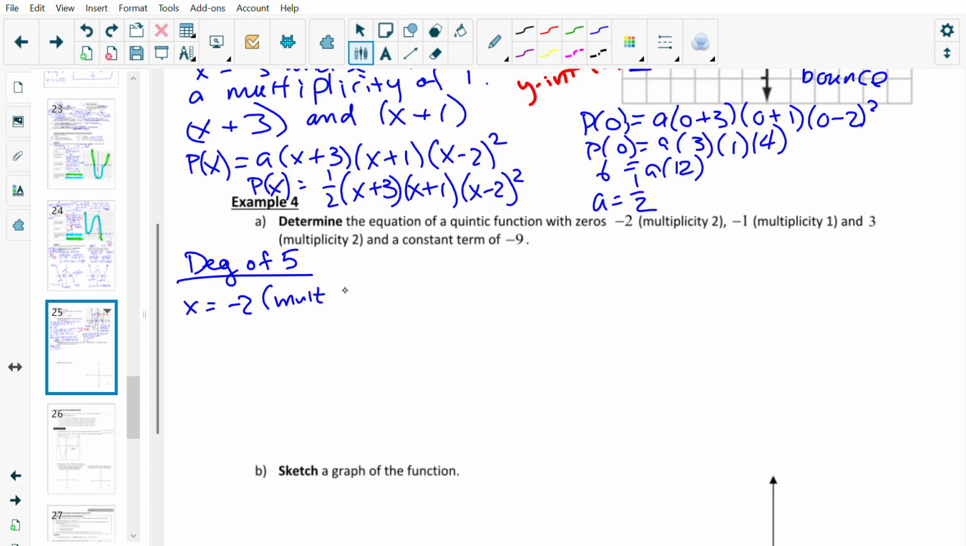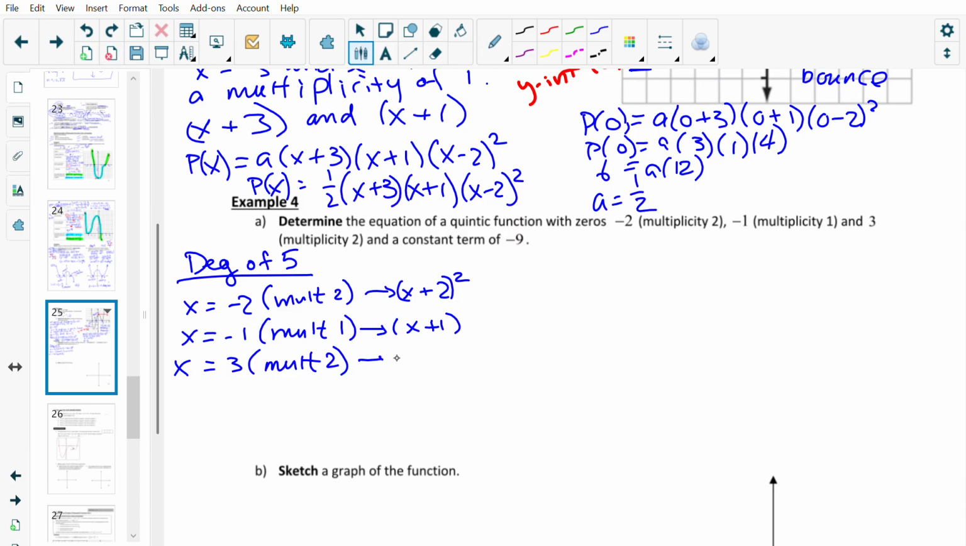So let's look at x equals -2. Multiplicity of 2. The factors must be x plus 2 squared. Next one, x equals -1. Multiplicity of 1. So that's just x plus 1. X equals 3. Multiplicity of 2. That is x minus 3 squared. Add up the multiplicities. I have 5, which is my degree of 5.